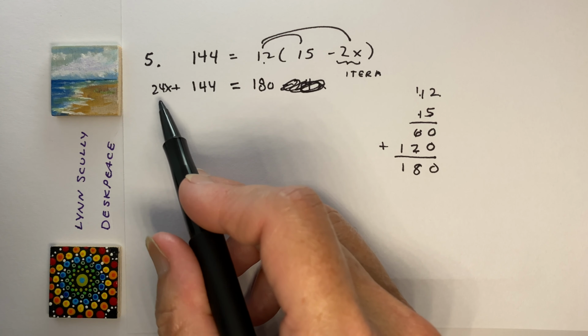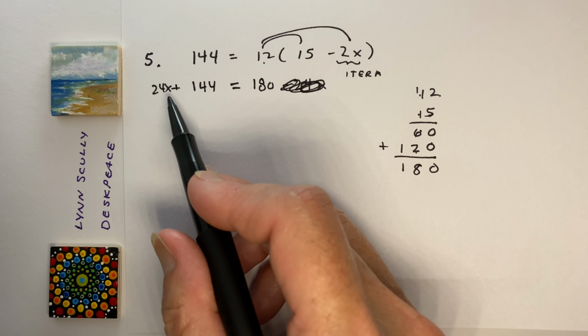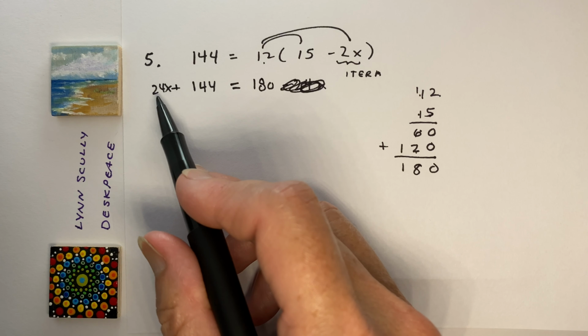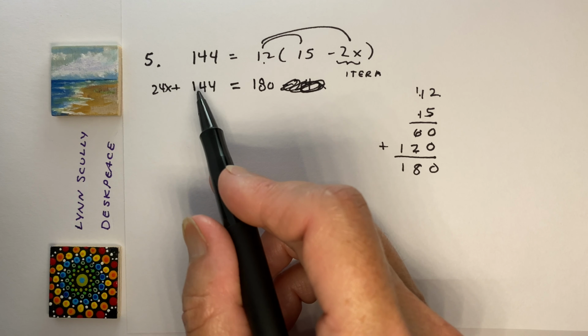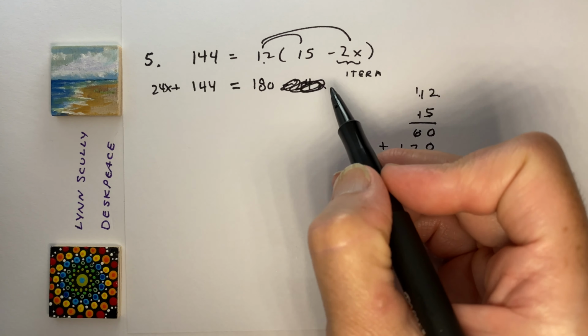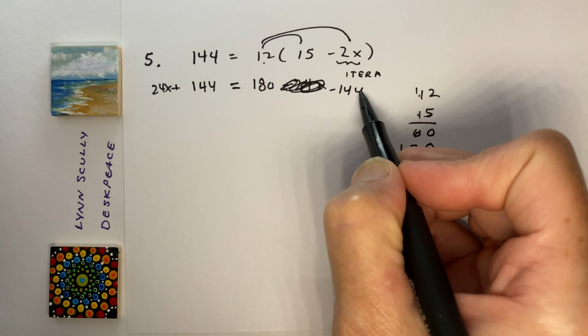Okay. Now that my x's are positive, I just want to get the x alone. I have 24 attached by multiplication, 144 attached by addition. I'll move the 144 by subtraction first.